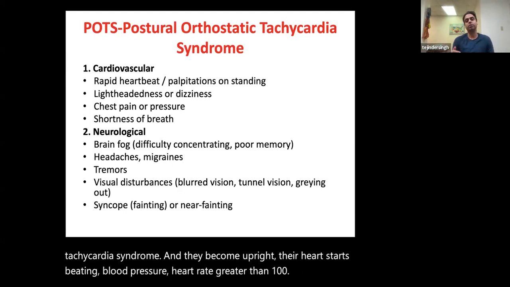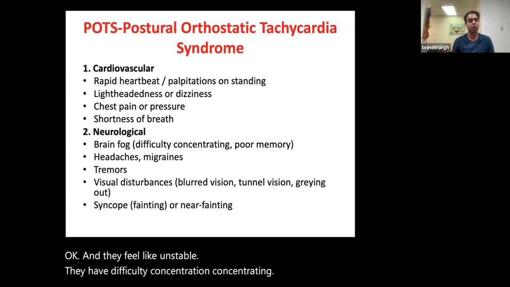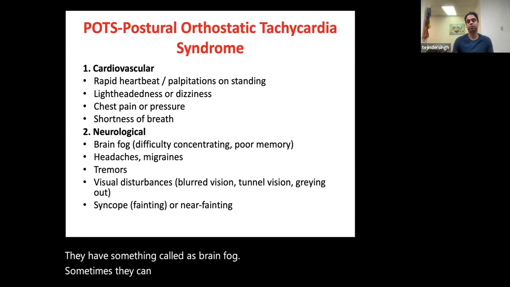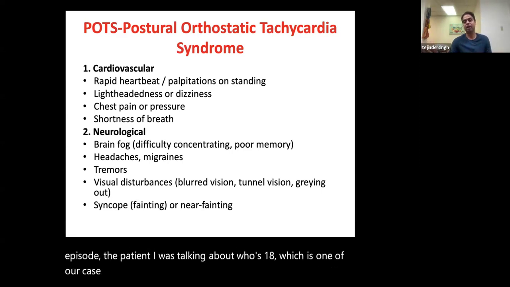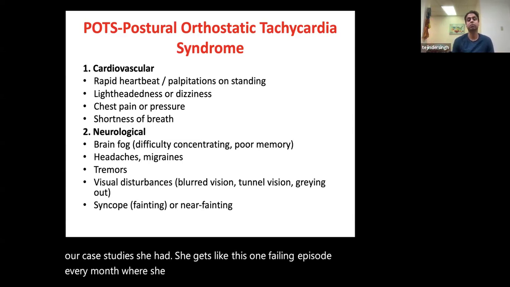Okay. And they feel unstable. They have difficulty concentrating. They have something called brain fog. Okay. Sometimes they can have tremors, visual disturbances, fainting episode. The patient I was talking about who's 18, which is one of our case studies, she gets this one fainting episode every month where she just faints because of POTS. Okay.